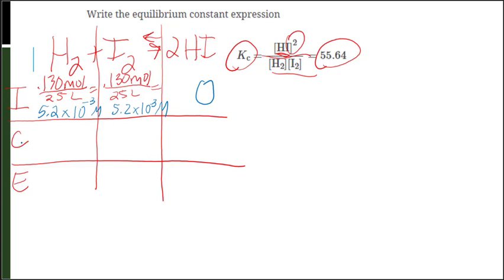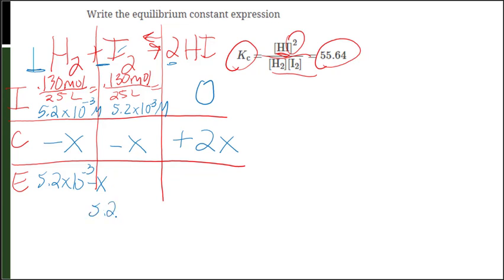We said our change in concentration, those are both 1, so we're going to lose x, and we're going to gain product, gain 2x. So I'm going to write the equilibrium expression here. I'm going to have 5.2 times 10 to the negative 3 minus x. And I'm going to write the same for my iodine, 5.2 times 10 to the negative 3 minus x. And for my equilibrium here, 0 plus 2x. I'll just leave it as 2x.